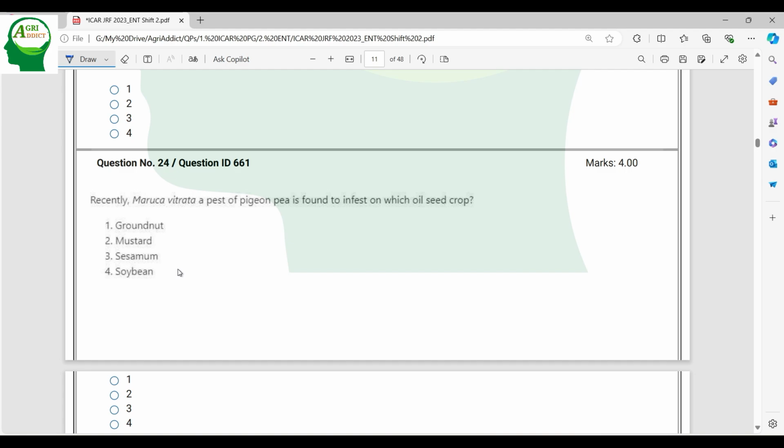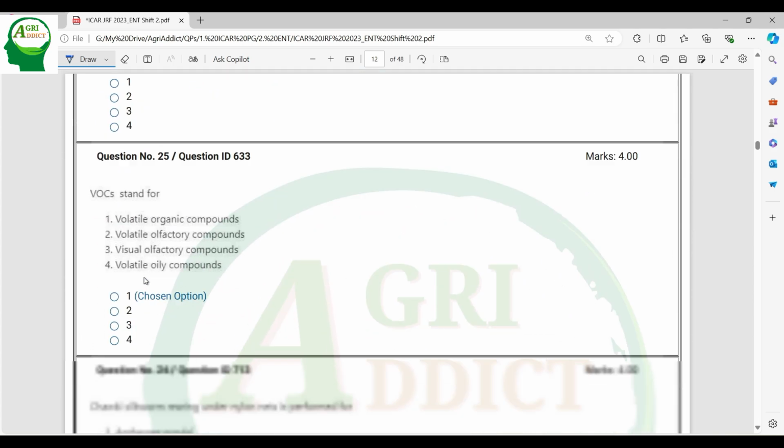Recently, Maruca vitrata, that is also known as bean pod borer, very important insect of pulse crop. Now a pest of pigeon pea, that is pulse, is found to infest which oilseed crop? Nowadays, this bean pod borer is now infesting the oilseed crop. Now it is soybean. So nowadays it becomes an important pest of soybean.